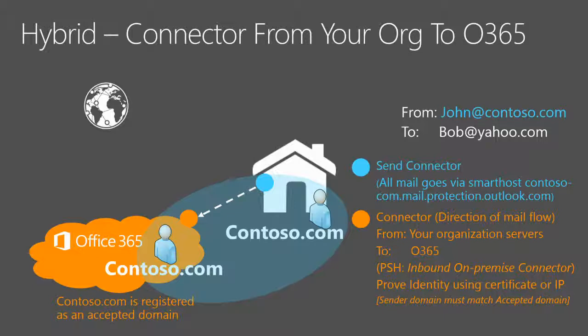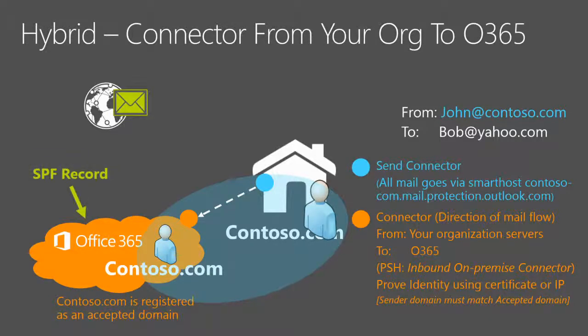Also, when John wants to send mail to bob@yahoo.com outside, what happens in this case? That mail also goes from John's mailbox to the Exchange server on premises, which uses the receive connector or send connector to send that mail to Office 365, and we determine, okay, this is coming from Contoso, just the same verification like before. It's going out to Yahoo. Yahoo is an external domain. I'm going to route that mail out.